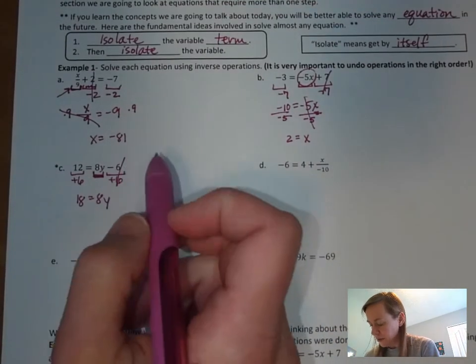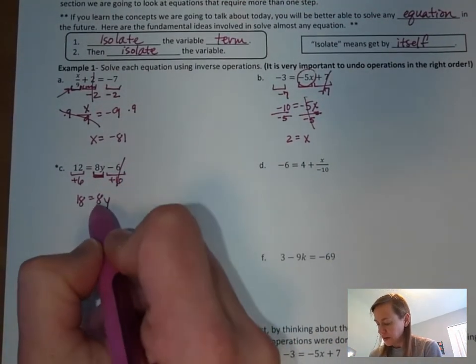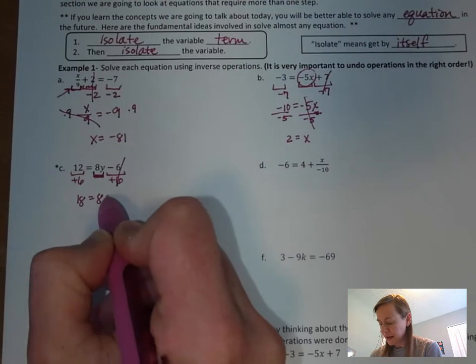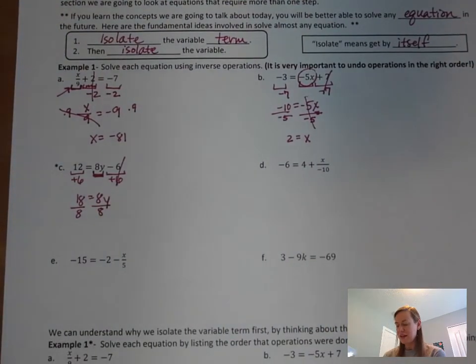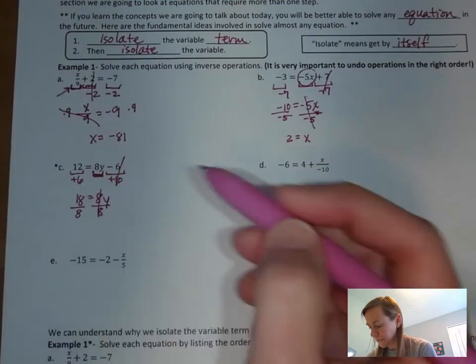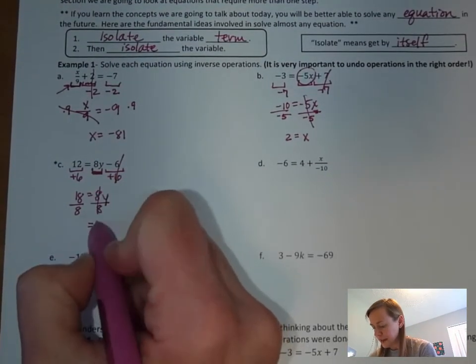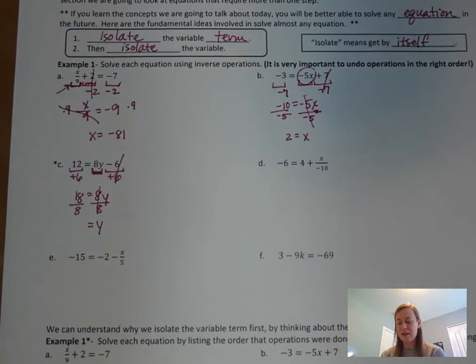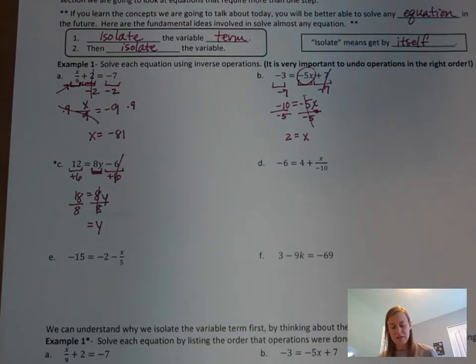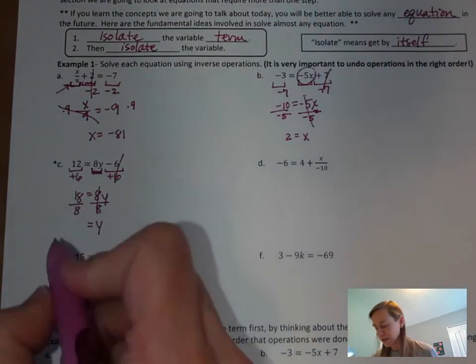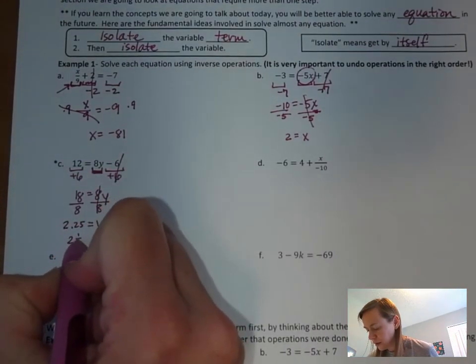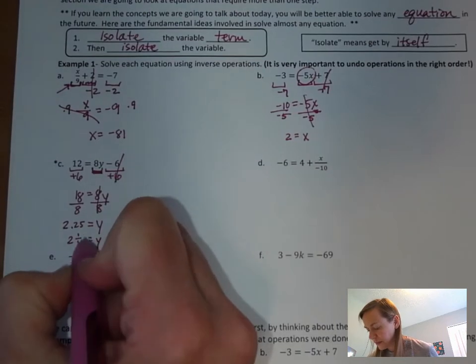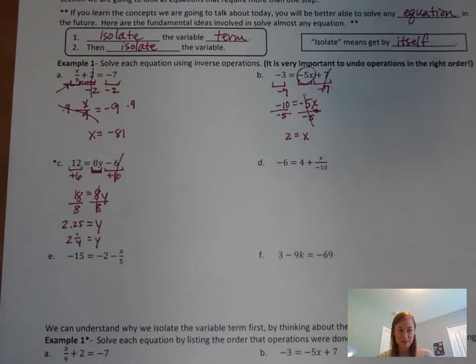Okay, and now we need to divide by 8 because we want to isolate the variable, so we've got to get rid of the 8. 18 divided by 8, that does not really go even, does it? So that cancels and you get y, and then I'm just going to do this. Now you get 2.25, or you can get 2 1/4 equals y. Either one of those would be correct.